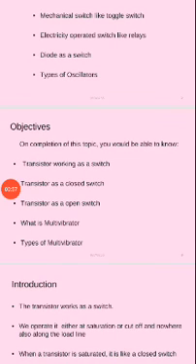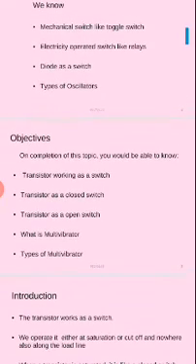The transistor as a switch means it acts as on and off. Whenever it remains in off mode, it acts as an off switch, and whenever it remains in on mode, it acts as an on switch.